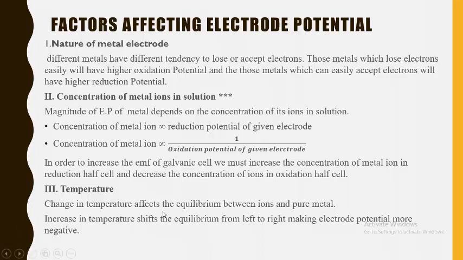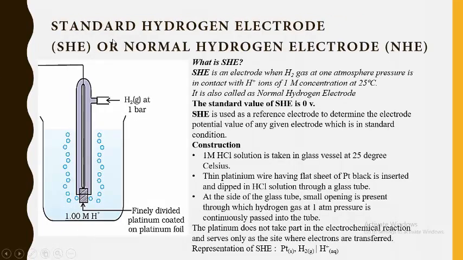Temperature. Change in temperature affects the equilibrium between ions and pure metal. Increase in temperature shifts the equilibrium from left to right, making the electrode potential more negative, and vice versa. Now comes the standard hydrogen electrode or normal hydrogen electrode. The standard hydrogen electrode is used to compare and find the correct electrode potential of different metals. So what is SHE? SHE stands for standard hydrogen electrode, or NHE stands for normal hydrogen electrode.